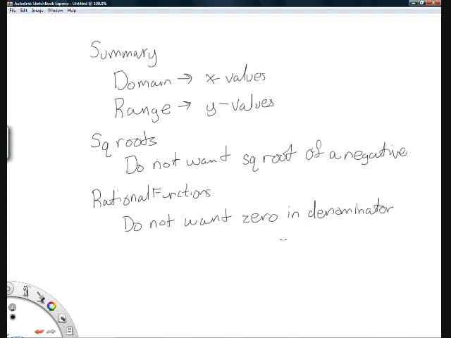Now, one quick note on the square roots, not wanting a square root of a negative is what we're aiming for. X itself can be negative, but when computed, the square root cannot have a negative underneath it.